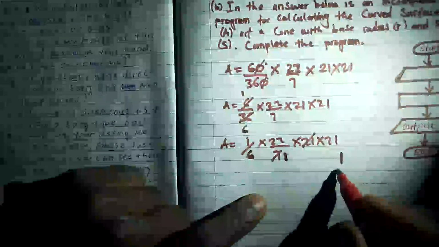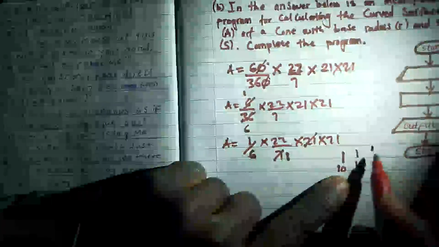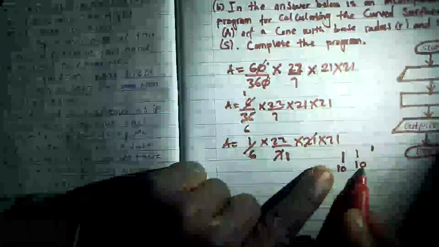This one is 1. Now, as for this one here, 1, I'm going to say this one represents 10. Another one is going to represent 10. Now, this one is 21, so I'm going to say 1 here, which is 21. So 10 plus 10, I'm going to get 20, plus 1, that's 21.